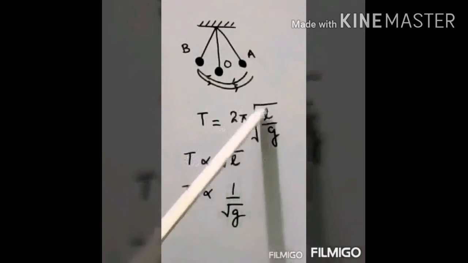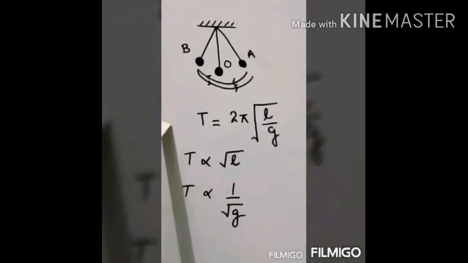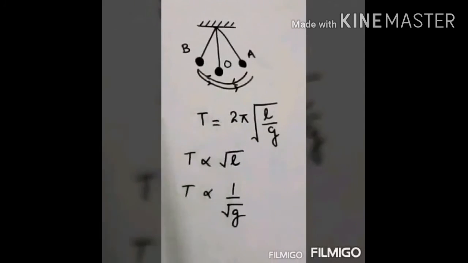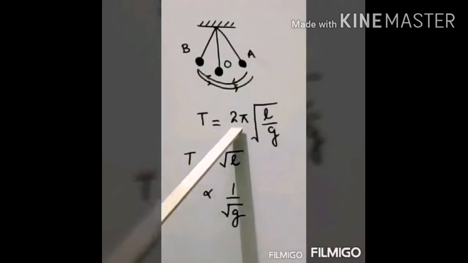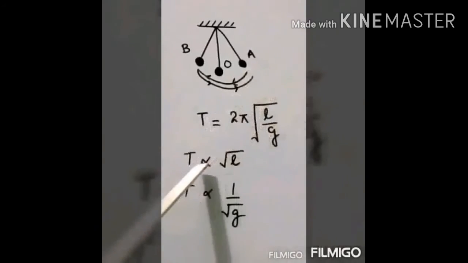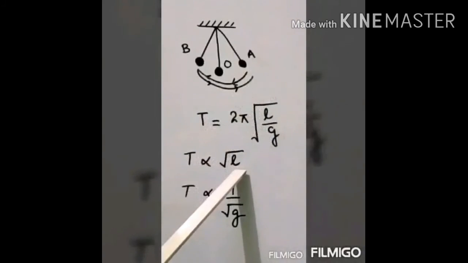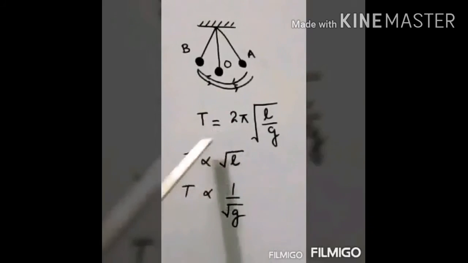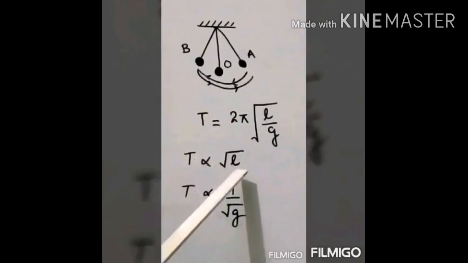T is equal to 2 pi under the root L by g. Kindly remember this formula with full attention, as it will be used in numericals and it is very important. Now you can see that 2 pi is a constant, so time period is directly proportional to the square root of length. It means the more the length, the more the time period. The lesser the length, the lesser the time period.